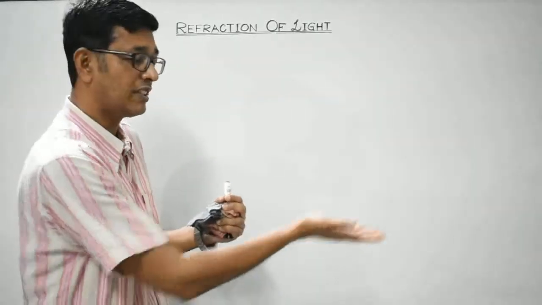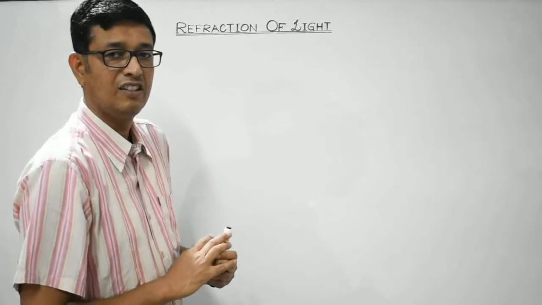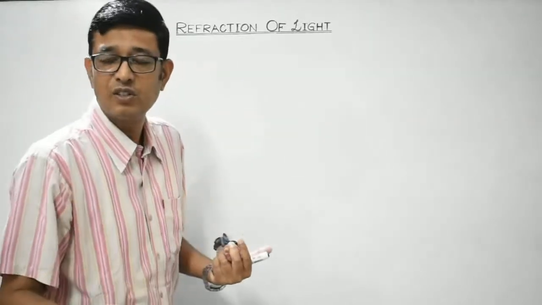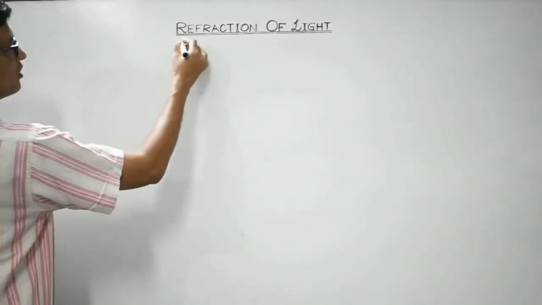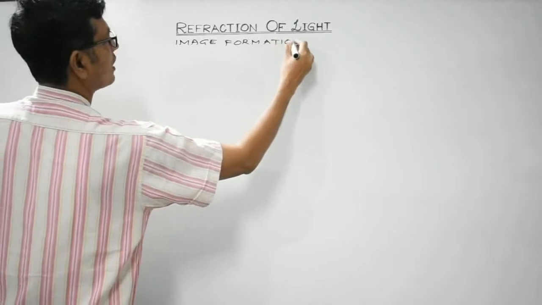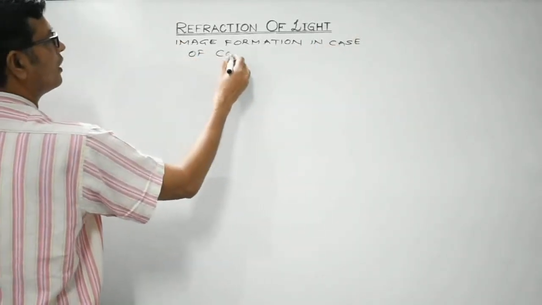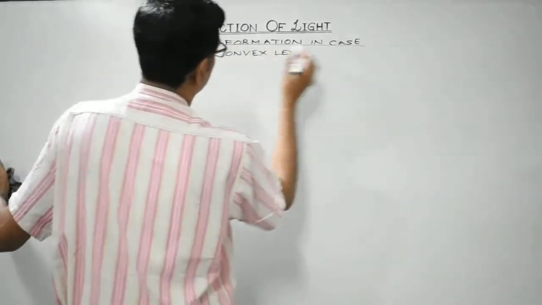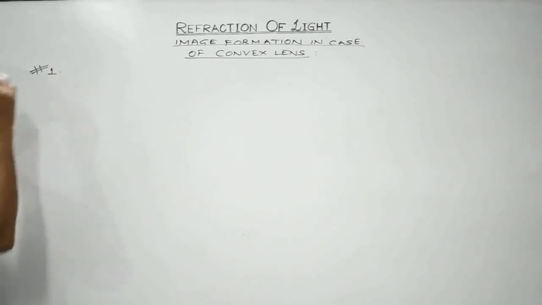So that is the real image. And if the image is formed on the same side as that of the object, suppose object and image both are on the left hand side of the lens or both are on the right hand side of the lens, then obviously the image which is formed on the same side as that of the object can't be obtained on the screen, and accordingly it will be imaginary or virtual image, right? So let's start with the image formation, and we will start with convex lens image formation. So there are six cases which we'll discuss turn by turn. So let's start with the first case.